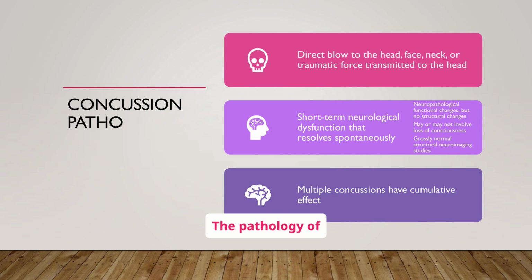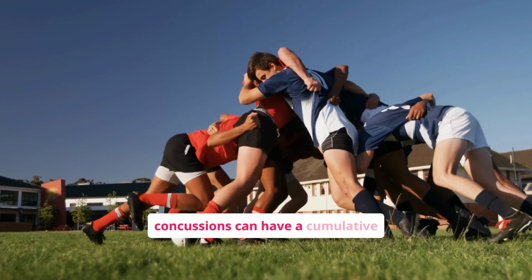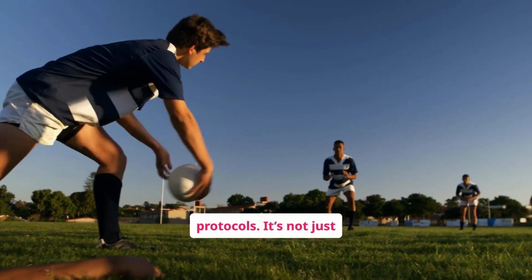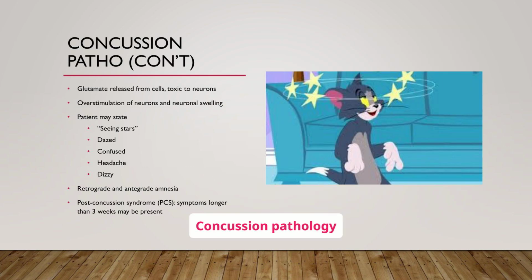The pathology of concussion involves a direct blow or traumatic force transmitted to the head. This leads to short-term neurological dysfunction that resolves spontaneously. Multiple concussions can have a cumulative effect. That's why athletes often undergo return-to-play protocols. It's not just about feeling better. It's about ensuring the brain has fully healed. Concussion pathology also involves the release of glutamate, which can be toxic to neurons.